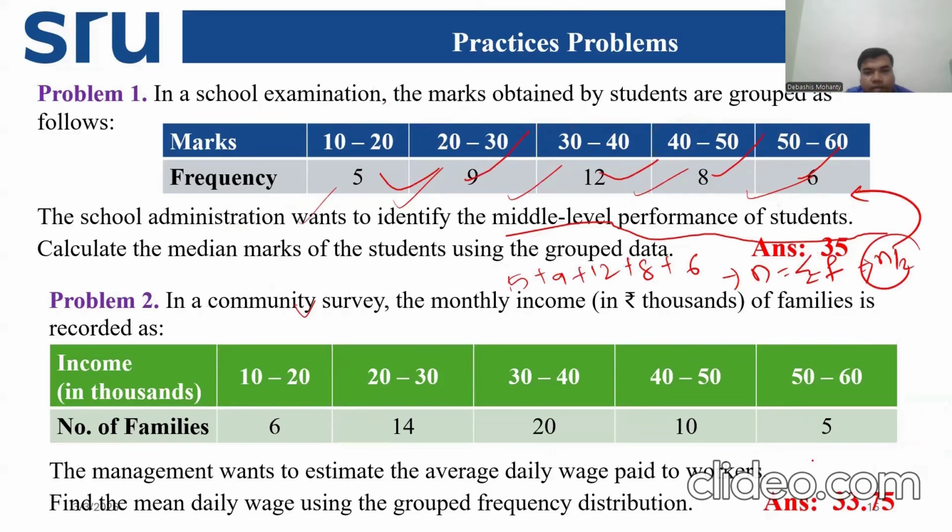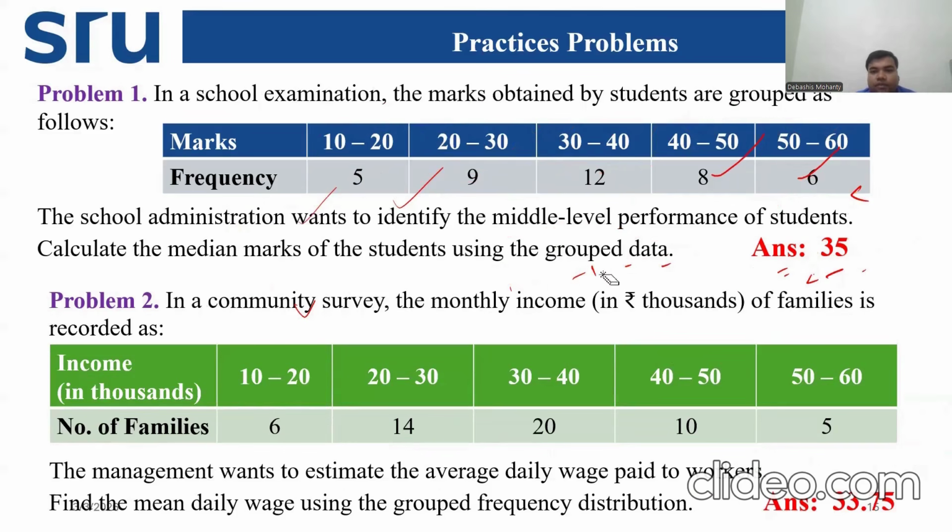Next, coming to the next practice problem. So let us discuss this. I already discussed a little about this, so again I'm repeating. This is based on the median. 10 to 20, the frequency is 5. 20 to 30, frequency is 9. 30 to 40 is 12. 40 to 50 is 8. And 50 to 60 is 6. So we need to calculate the median of grouped data. How to calculate this? Capital L plus n by 2 minus capital F divided by small f multiplied by h.